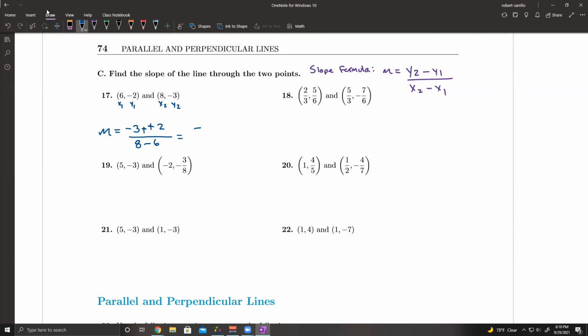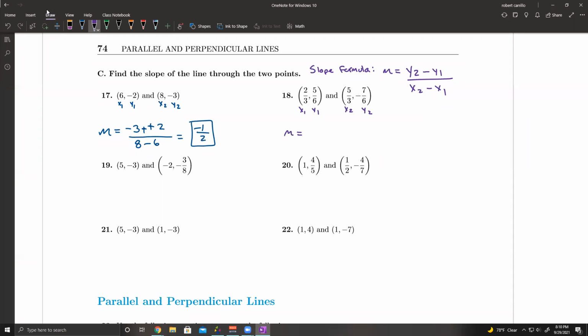-5. -1 over 2. There you go. And that is the slope between those two points, -1/2. Okay. Again. 18. There's your x1. There's your y1. There's your x2. There's your y2. Set it up.